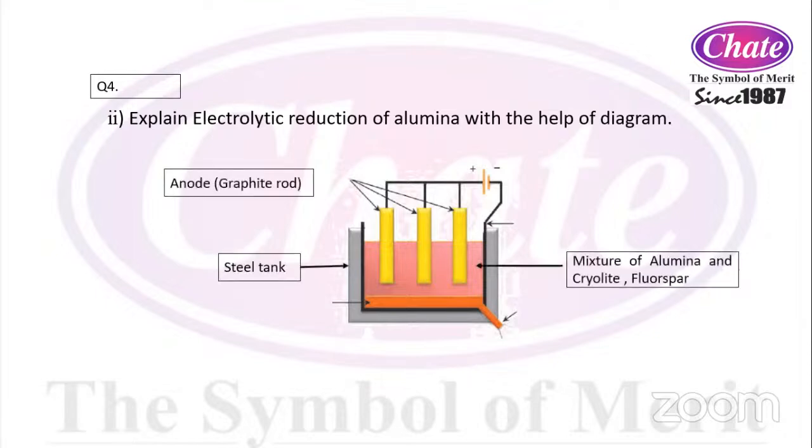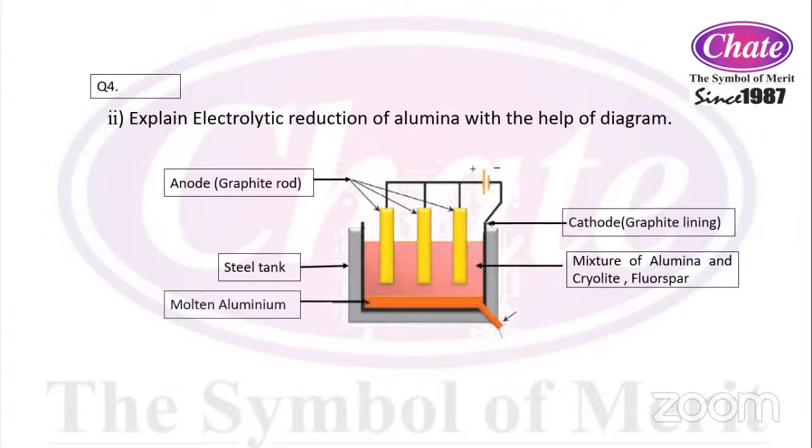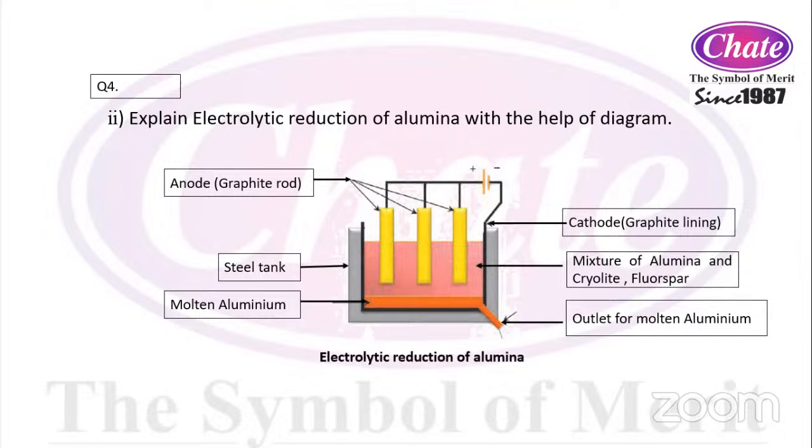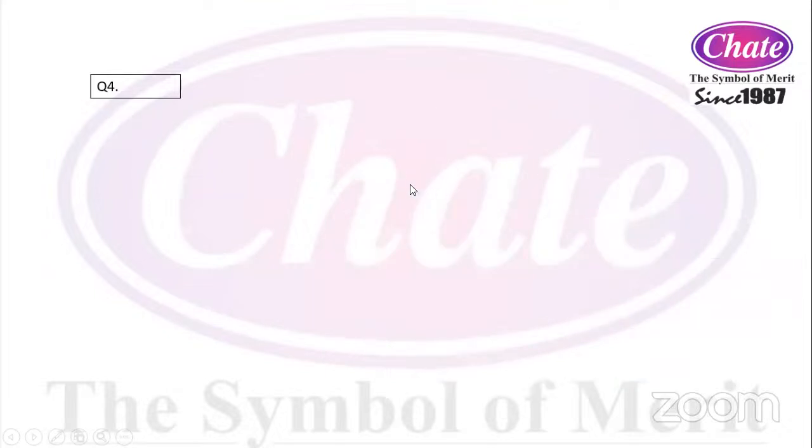तो स्टील टैंक, मिक्सचर ऑफ एल्यूमिना विद द क्रायोलेट फ्लूरस्पार, ग्रेफाइट रॉड्स दिखाने हैं, एनोड दिखाना है, कैथोड दिखाना है, molten aluminum दिखाना है और आउटलेट फॉर द molten aluminum, ये सब इंपॉर्टेंट थिंग। ये नीचे जो हम लिखते हैं एवरी टाइम, द टाइटल ऑफ द डायग्राम, ये इंपॉर्टेंट है, इलेक्ट्रोलिटिक रिडक्शन ऑफ एल्यूमिना, ये भी करते जाओ। ओके, सो ये डायग्राम किस चीज का है वो यहाँ पे हमें पता चल जाता है.